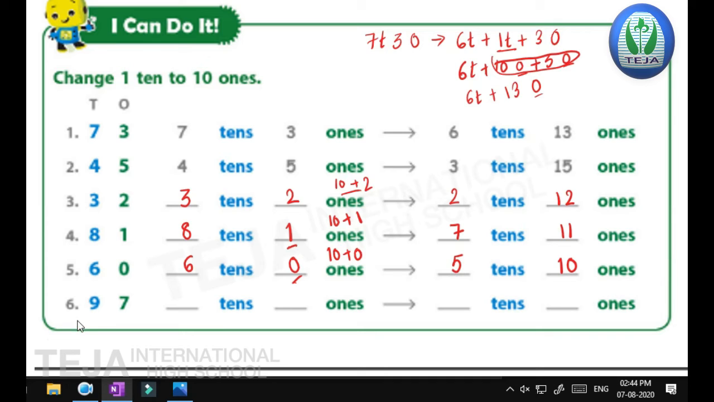The last question number, the number is 97. 7 is in ones place, 9 is in tens place. So 97 is equal to 9 tens plus 7 ones. From 9 tens, if we remove 1 ten, then how many tens, children? 9 minus 1 is 8. Now 1 ten is equal to 10 ones. Plus in ones place, what is the number here? 7. 10 plus 7 is equal to 17 ones. Okay.